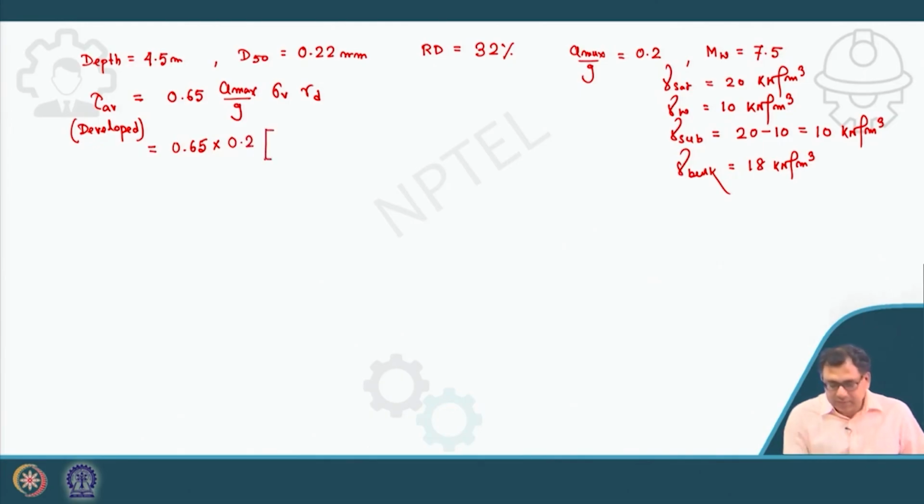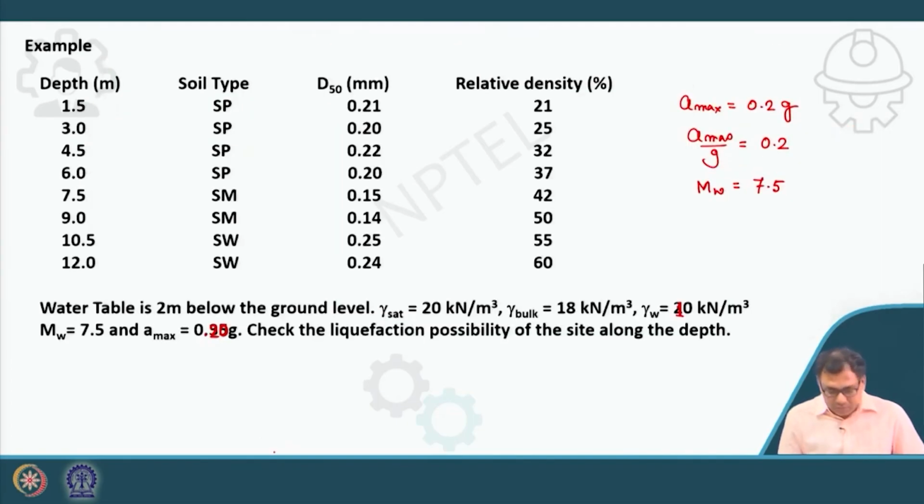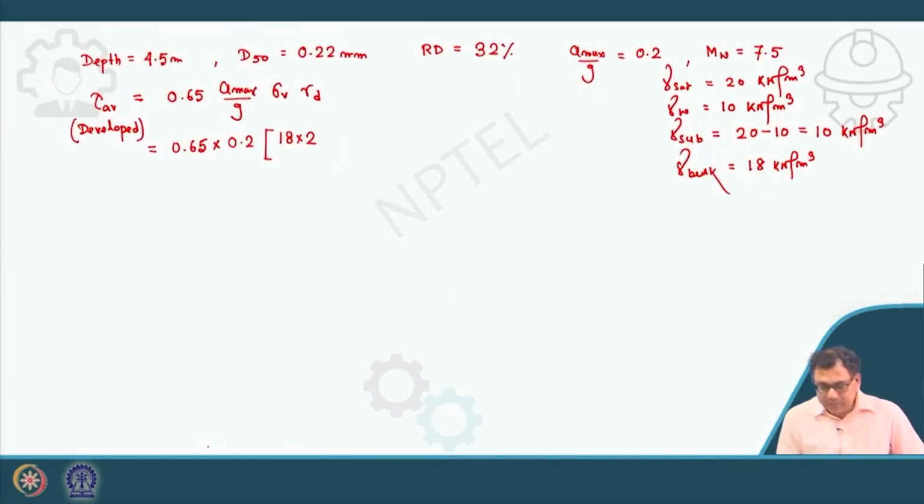and sigma V, it is total, it is not effective. Total will be above the water table 2 meter, because water table is at 2 meter below the ground surface. Then it is 20 into 2.5, okay, into 0.96, the RD value.